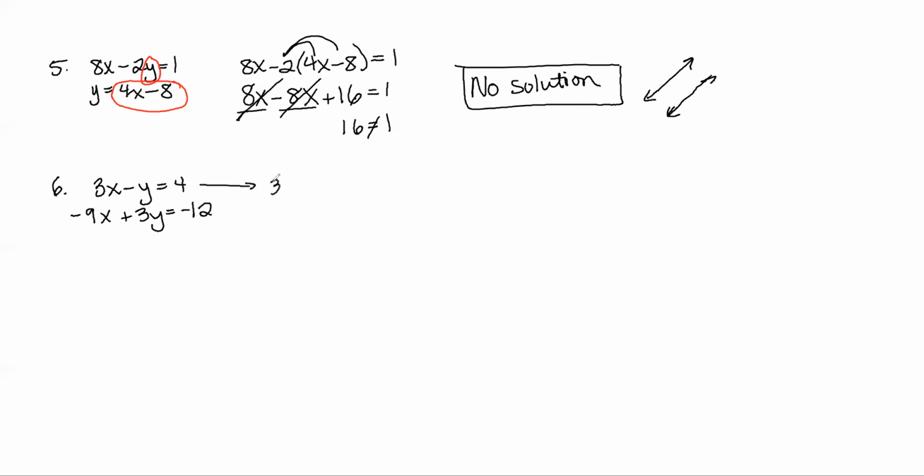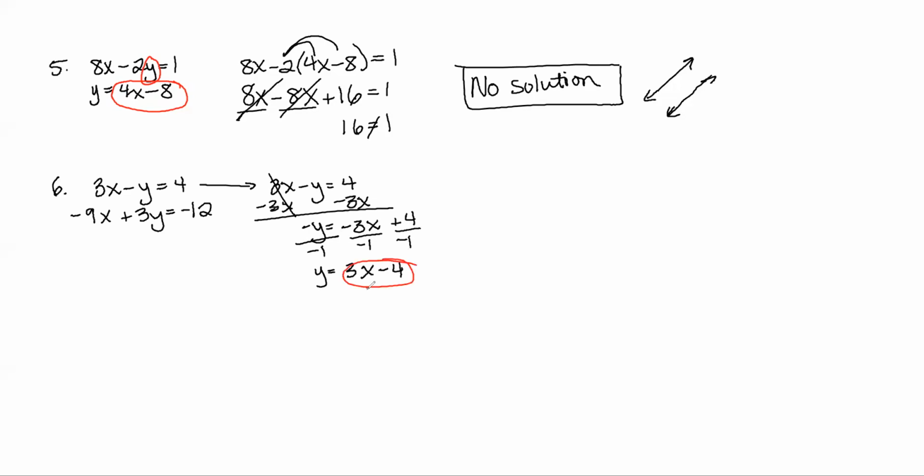So I'm going to take that 3x minus y equals 4 and solve for y. So I'll subtract 3x, so negative y equals negative 3x plus 4. And then change all the signs or divide everything by negative 1, just like if you were going to graph this, to get that y by itself. So positive y equals positive 3x minus 4. Now we can take this expression and plug it into our other equation for y.